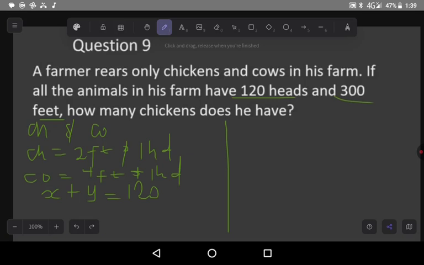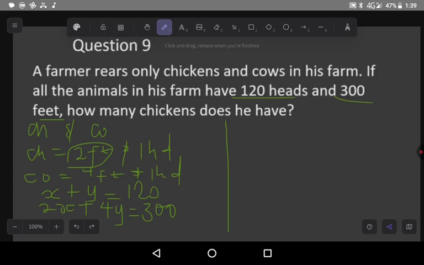Now let's come down to chicken feet. Remember chicken, they have 2 feet. So I'm going to put 2x here, 2x for the 2 feet. But the cow has 4 feet. That is 4y for the cow. Y is for cow. And the total number of feet is 300.